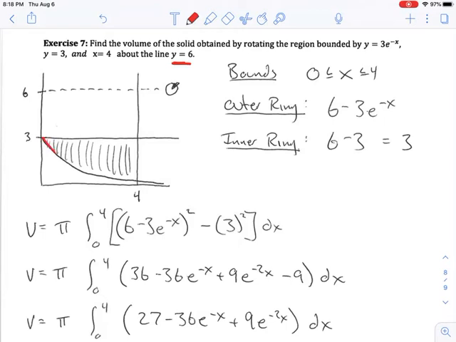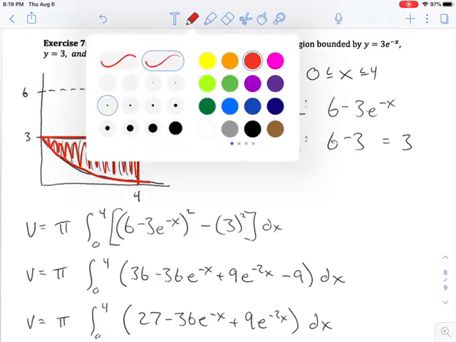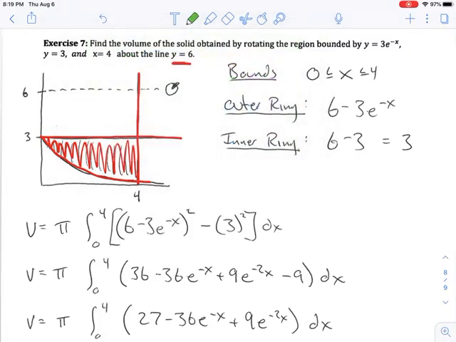Here is the graph of 3e to the negative x. Here is the graph of y equals 3. X equals 4 is right here. And so we want the region bounded by those. That would be all of this. Now, we're not rotating it around the x-axis. We are rotating it around the line y equals 6. That is our axis of rotation.